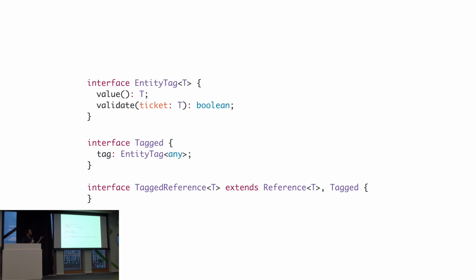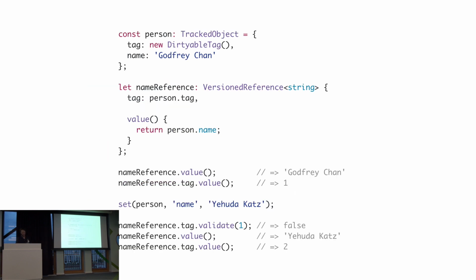And then obviously we want to use such a tag in a reference. So here we have an interface tag, which defines a tag property that is of type entity tag. So that means we can have a tag reference that would then have a value method itself, as we saw with the previous reference examples, where they would return the value of the reference. And it also has a tag property that gives us a tag that we can call value on as well. So we get the value of the tag for that reference. Let's look at a more concrete example.